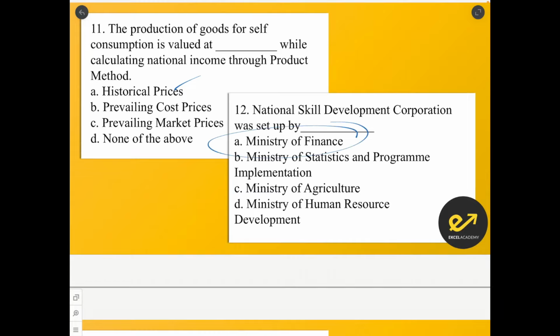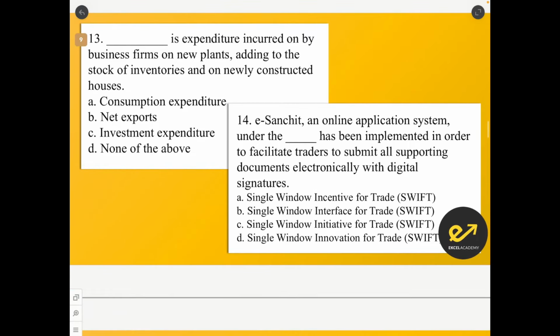This comes in chapter number 4. Dash is the expenditure incurred by firms on new plants, adding to the stock of inventories and on newly constructed houses. So this is the investment expenditure. This is again chapter number 2.